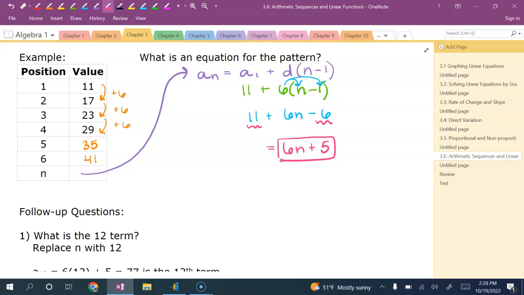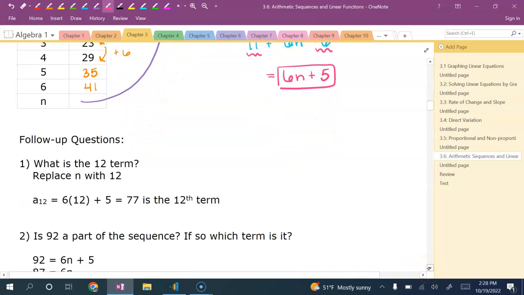Okay, so for example, there's some follow-up questions down here. If they are asking you what's a term further on in the sequence, you could just keep adding 6 repeatedly to find the answer, but using that formula is going to be a lot faster.